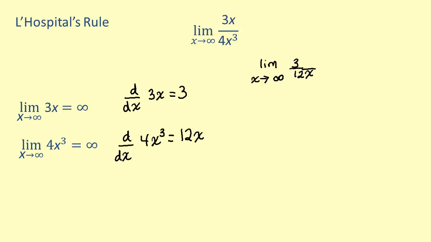We could simplify this equation, but it's not necessary to evaluate the limit. If we now take the limit, we get 3 over infinity. We know that any integer over infinity goes to 0, since the value is so small. Therefore, the limit as x approaches infinity of 3x over 4x cubed is 0.